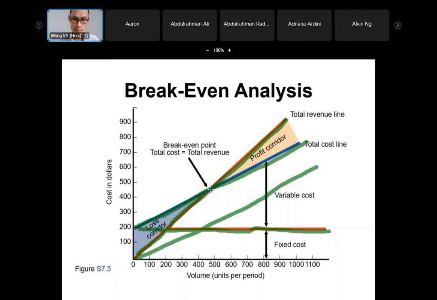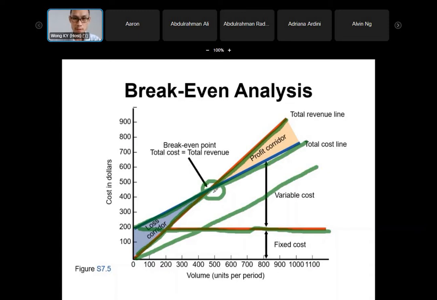Okay, and this intersection point here is called the break-even point. This point is where the total cost equals the total revenue. So at this point, basically, you just break even. You're not making any profit. You're not making any loss. What it means is that whatever income you got back, you managed to recover the cost or the expenses that you have spent. Okay, that's the meaning.